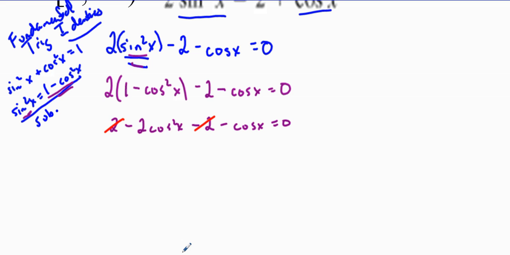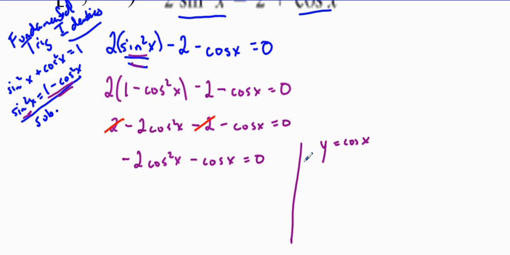Now I'm left with negative 2 cosine squared of x minus the cosine of x equals 0. Just like we did in the past, if we say y equals cosine of x and substitute that in there, this would be negative 2 y squared minus y equals 0.